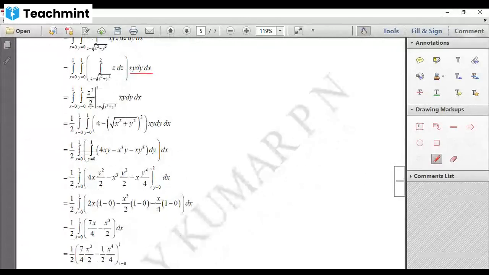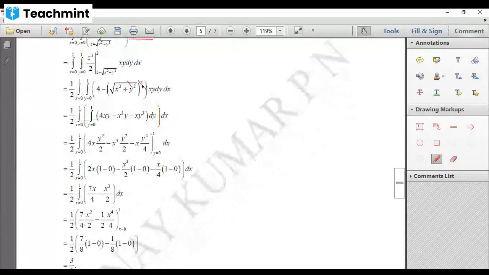Apply the limit. 1 by 2 is constant, I have written outside. If you apply the upper limit, you will get 2 square, which is 4, minus the lower limit, square root of x square plus y square whole square. Square root cancels. Right? Now multiply xy with this. So 4 into xy, 4xy, minus x square into xy is x cube y, minus into plus minus y square into xy is minus xy cube.